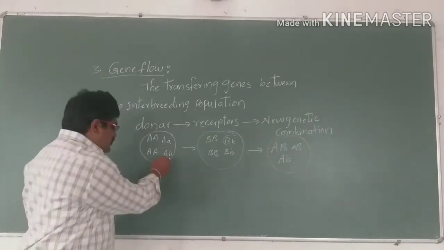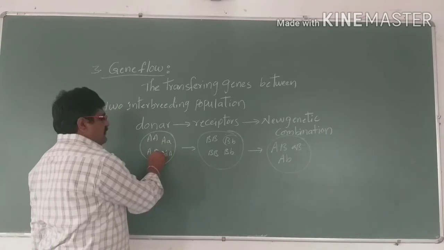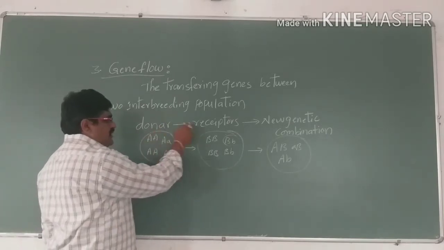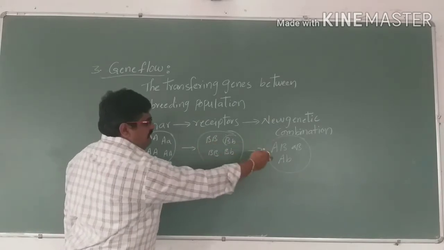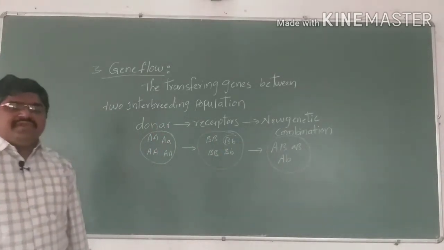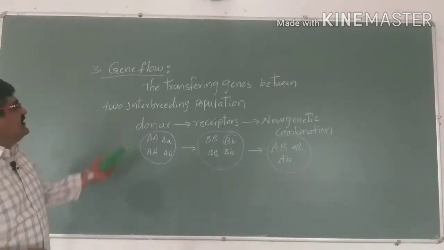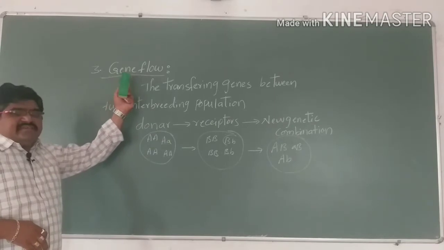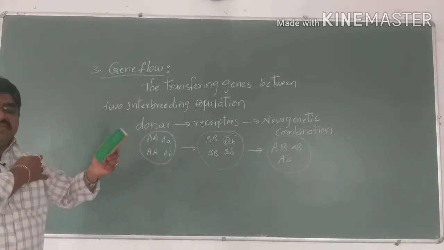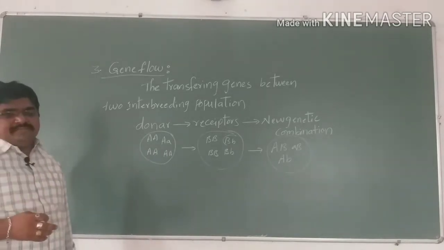That means these are the two interbreeding populations where the transferring from donor to the recipient forms new genetic recombinations. Such a process we can call genetic variation. So, the genetic variation means transferring genes, increasing the population.